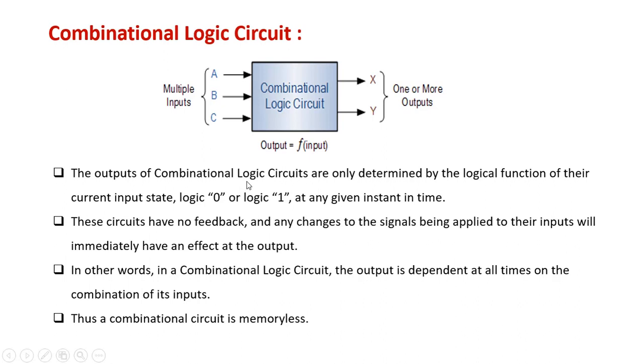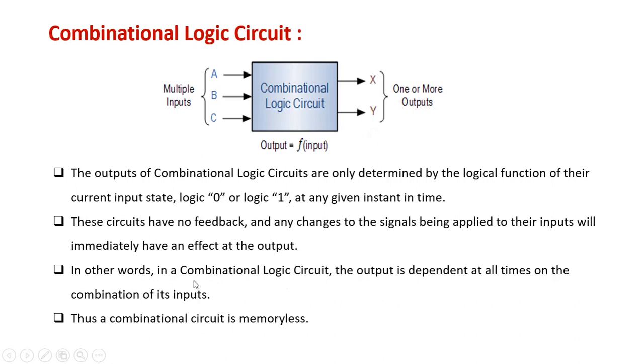So, the output of a combinational logic circuit is only determined by the logical function of its current input state. Means whatever inputs you are currently giving, according to that only you will get the output at any instant of time. And these circuits have no feedback between input and output, and any changes to the signals being applied to their inputs will immediately have an effect at the output. So if there is a change in the input, the same will be reflected on the output immediately.